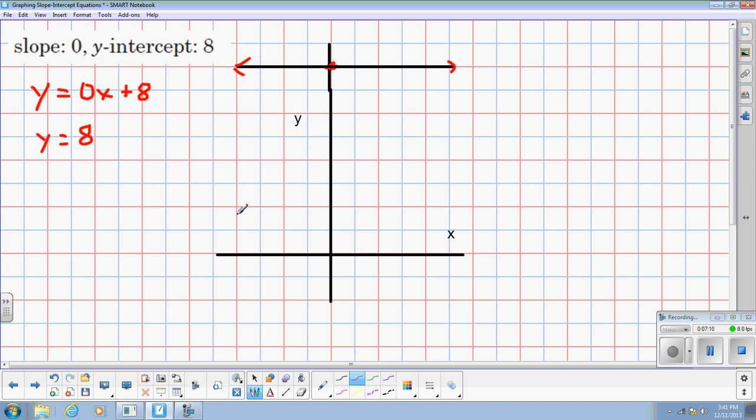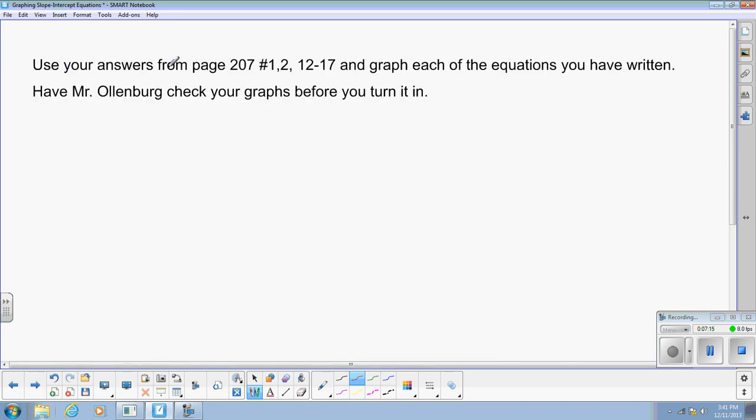All right, so what do I want you to do? I want you to take your answers from your last assignment from page 207, 12 through 17. You have written there 8 equations. I want you to graph those 8 equations. After you've done your graphs, bring them to me so I can check them over, and then you can turn it in. All right, thanks.